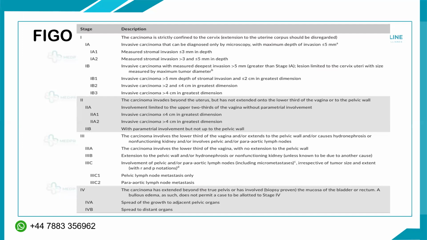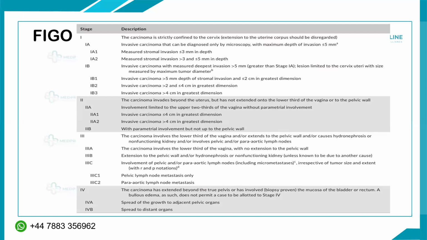Okay. Now, naturally, if stage 1A2 is between 3 and 5, we are progressing to 1B1. So now 1B1, it is more than 5 millimeter, but it is less than 2 centimeter. Correct? 1B2 is more than 2, but less than 4. And 1B3 is more than 4 centimeter. So usually the macroscopic carcinomas are from 1B2, where they are visible to the naked eye. So 2 to 4 centimeter is 1B2, and 1B3 is more than 4 centimeter.